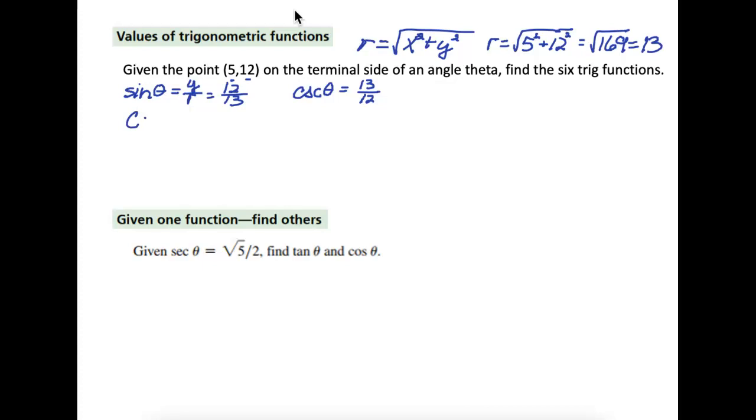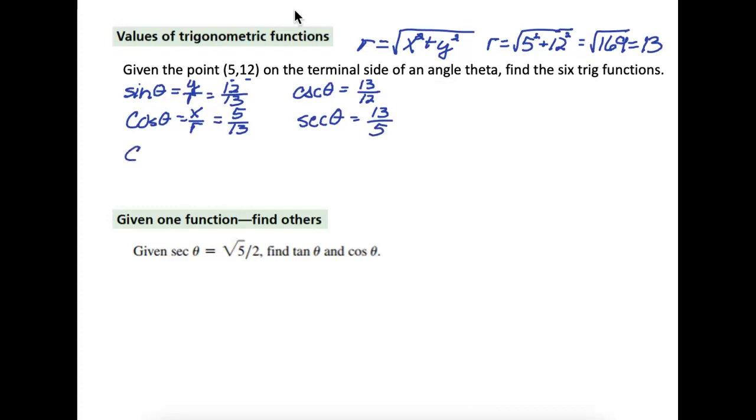Then we have the cosine of theta, which was defined as x divided by r. Our x here is 5, so we've got 5 over r, which is 13. The reciprocal for cosine is secant, so we'll jot that down. That's going to be 13/5.